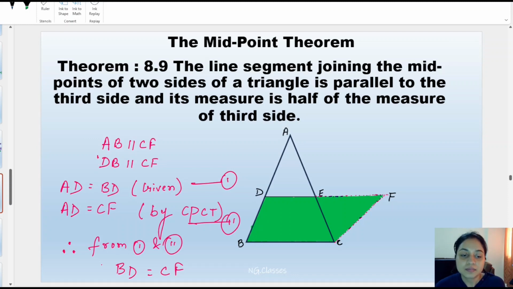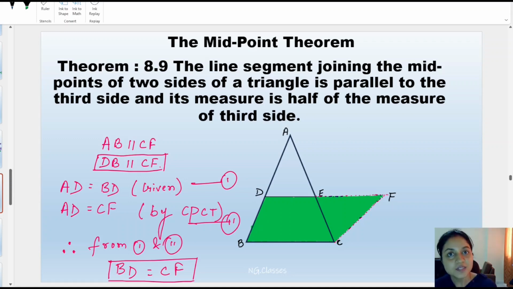Now, we got side BD and side CF are equal to each other. We have also proved that side BD and side CF are parallel to each other. Hence, BDCF is a parallelogram. Can you see the green colored parallelogram over here? Yes, that's a parallelogram.